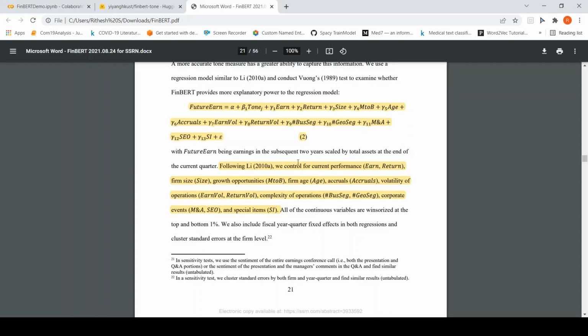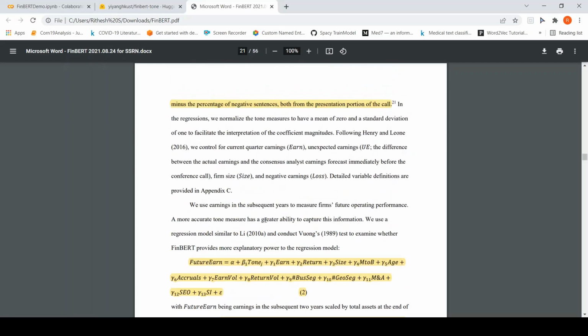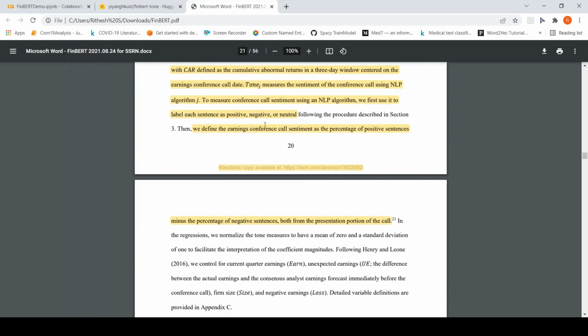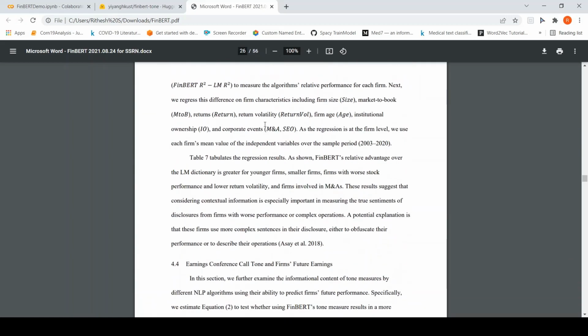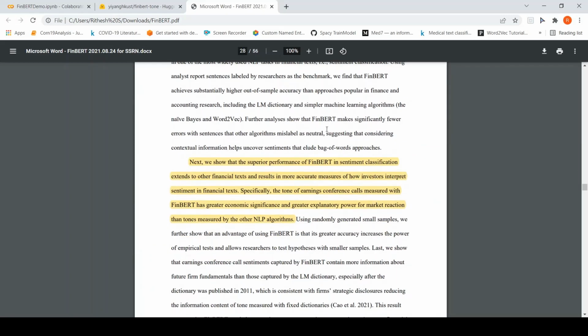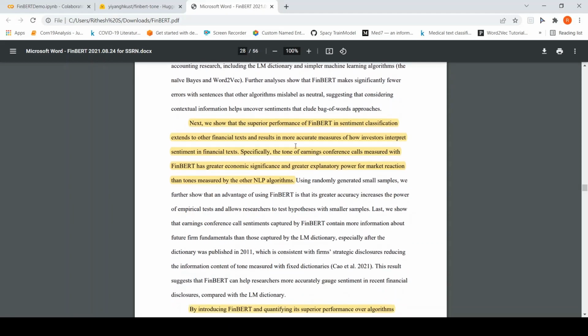And they examine how much the sentiment classification of financial BERT contributes to the computation of future earnings and cumulative abnormal returns. If you go to the conclusion of this paper, what they say is that financial BERT is superior in terms of sentiment classification in financial texts, and this could be used for accurately measuring the tone of earning conference calls. They say this has greater economic significance and greater explanatory power for market reaction than tones measured by other NLP algorithms.